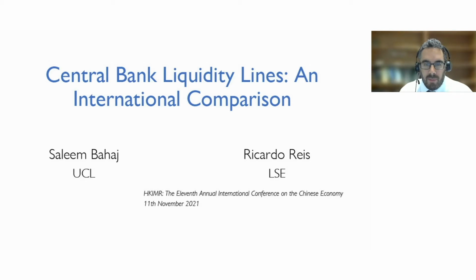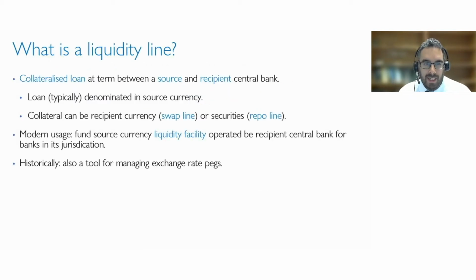I want to jump in and immediately explain what I mean by a liquidity line between central banks. Essentially, these are collateralized loans at term between a lending central bank, which I'm going to refer to as the source central bank, and a borrowing central bank, which I'll call the recipient central bank in this talk. These lines can be reciprocal, so both central banks can play either role, and we see that in practice quite a lot.